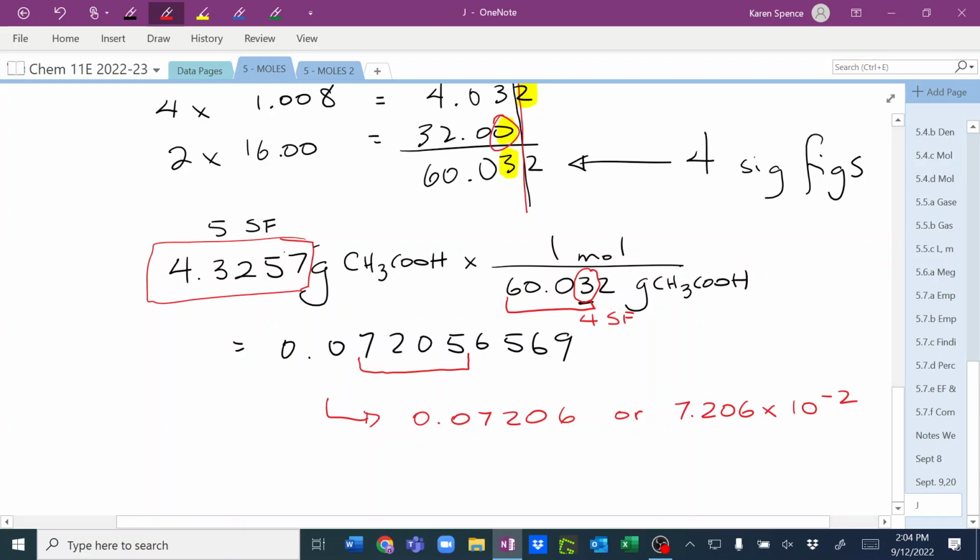And if you're like, oh crap, that was awful, don't worry. Most of the time we're only adding and subtracting or multiplying and dividing. It's a little more complicated when you do both.